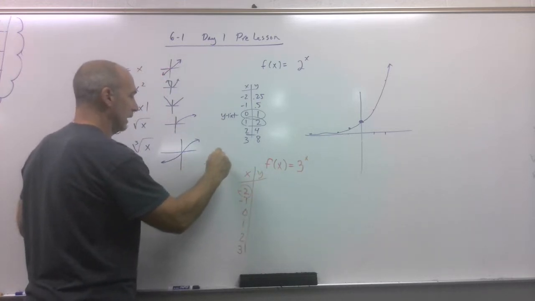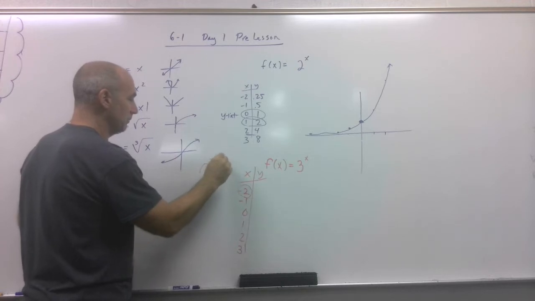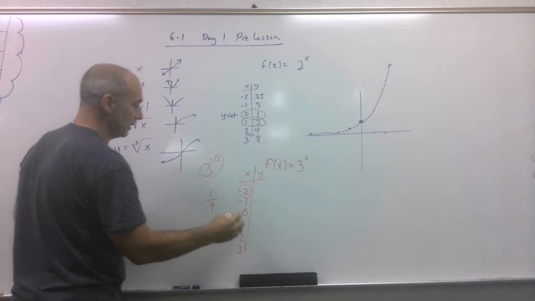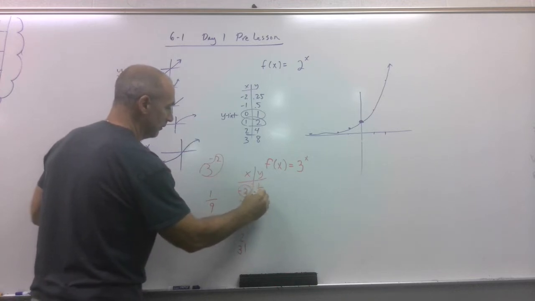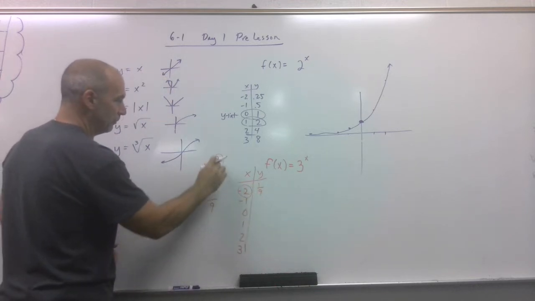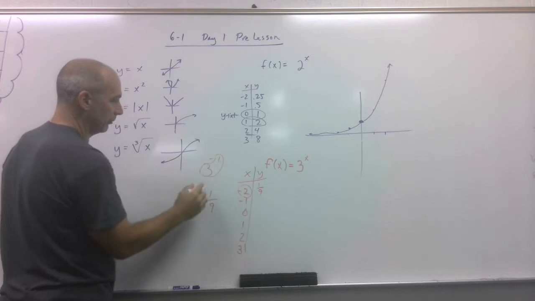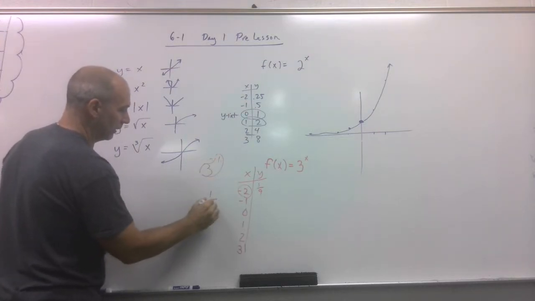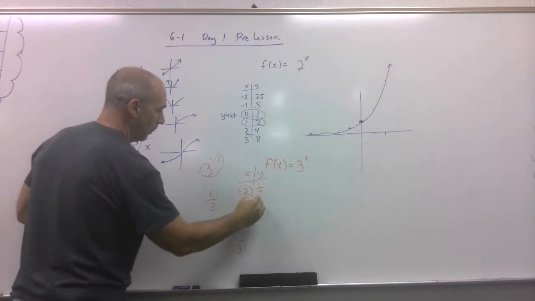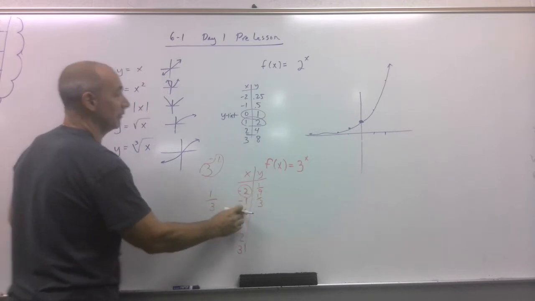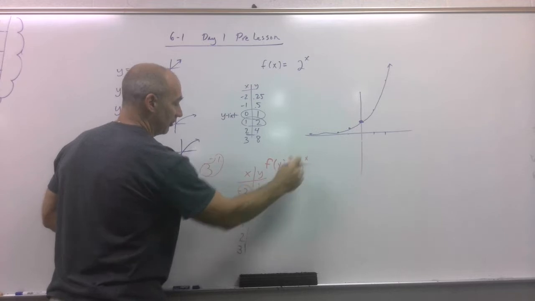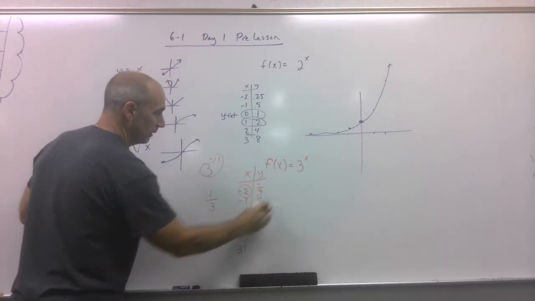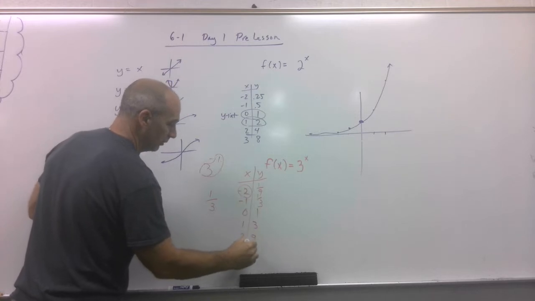Let's put the -2 in and see what happens. 3 to the -2 power simply means put 3 squared in the bottom. So that's 1/9. I'm going to leave it as a fraction. If I put a -1 in there, that would be 3 to the first in the bottom, so that's 1/3. If I put a 0 in for x, 3 to the 0 power is 1. And now we can get off to the races. 3 to the first is 3. 3 squared is 9. 3 cubed is 27.